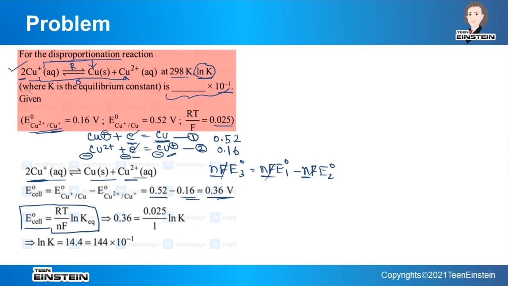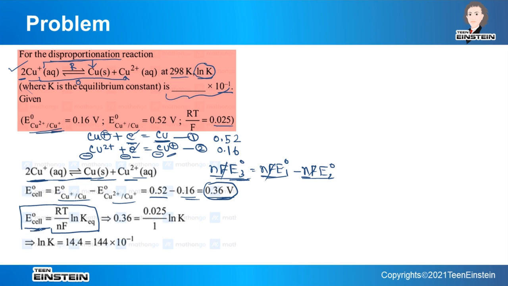So basically you are having E3 naught is equal to E1 naught minus E2 naught, and also in the overall equation there is no electron, so that is why directly we can do the relation, but you can also use this equation, that is delta G3 equal to delta G1 minus delta G2, the way we have done it before. So ultimately the E naught cell we are getting is 0.36 volt, and we are putting it here.